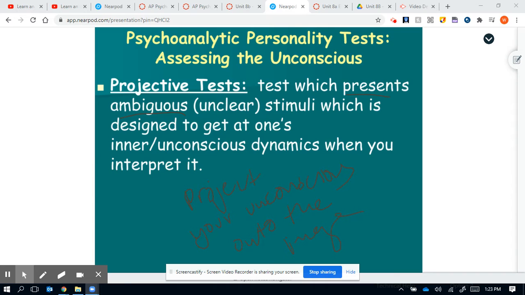The idea of a projective test is that they present you with an ambiguous stimulus, usually a picture of some sort. And then you just say what you see. And then they interpret your response to it and tell you what is wrong with you. Now, there are two types of projective tests.